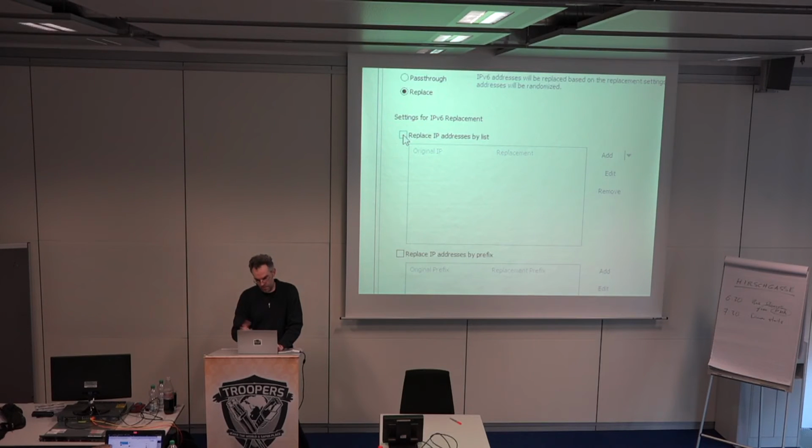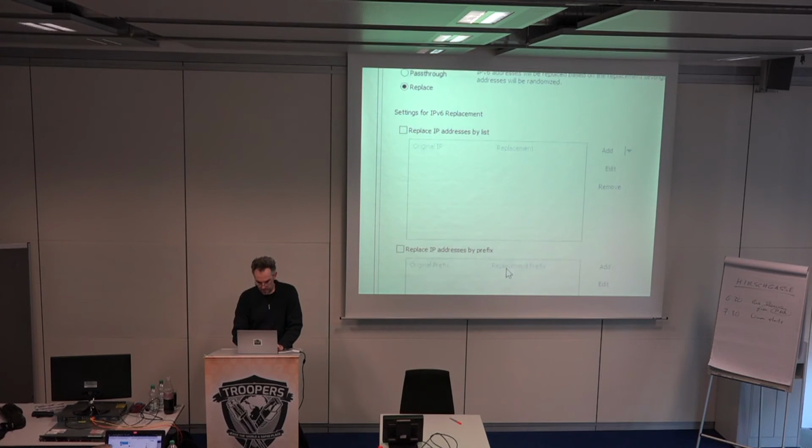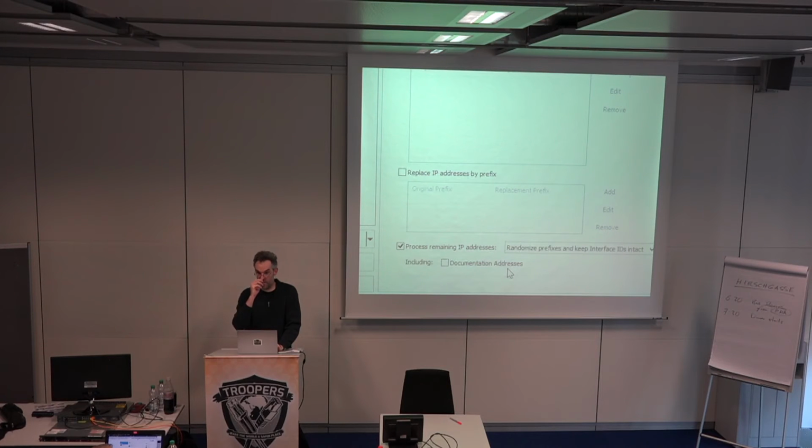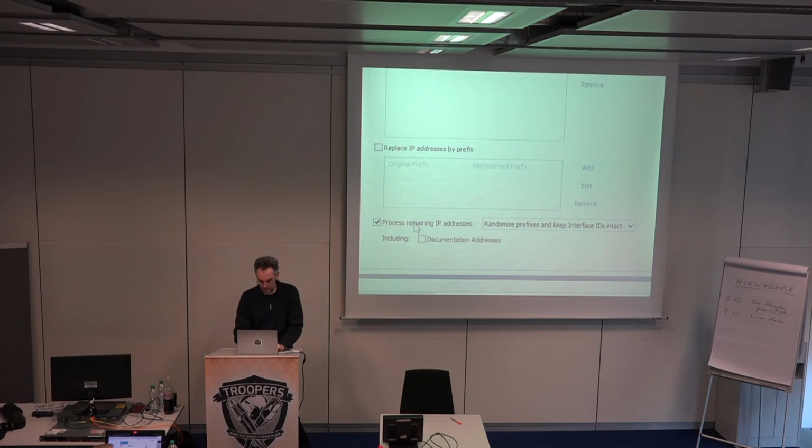Yeah, so that is the first that it will look at. If that's not active, or even if it's active, the next thing is replace by prefix. This is what Jeff just tried, just replacing the network prefixes. And then there's the remaining IP address checkbox that should always be active. So if it doesn't replace by specific IP or by specific prefix, it will go to this option. And then you can say, well, randomize the prefixes and keep the interface IDs intact. So if it finds a new prefix, it will randomize it. But the interface ID will just be concatenated to the new prefix, and it will stay the same basically, just be put in another network, so to speak.